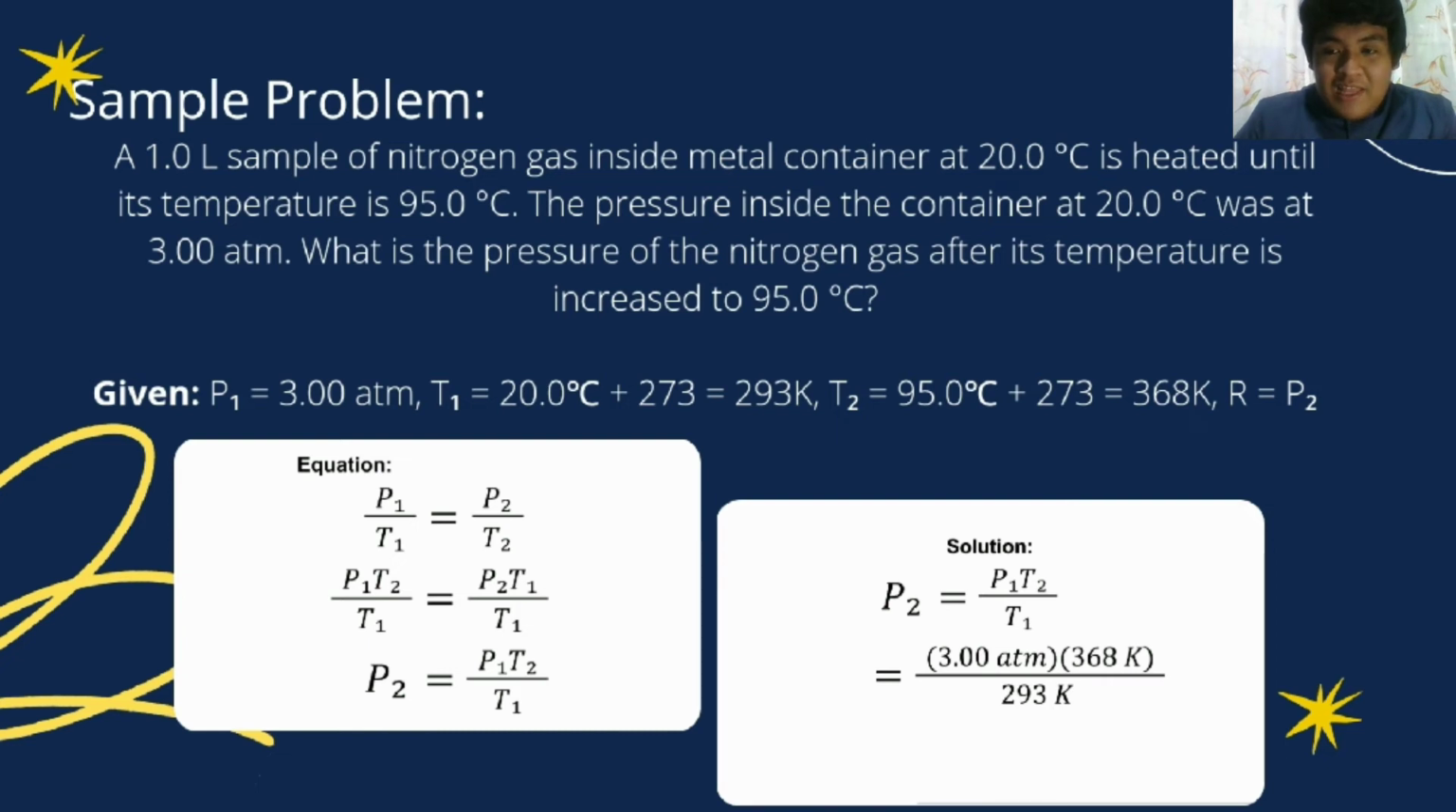So divide it by 293 Kelvin. So 1104 atm times K divided by 293 K is equal to 3.77 atmospheric pressure. So the final answer, again, our final pressure is equal to 3.77 atmospheric pressure.